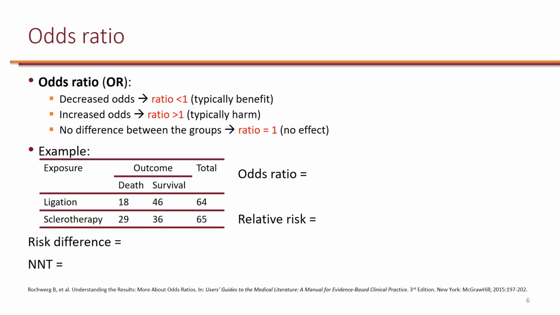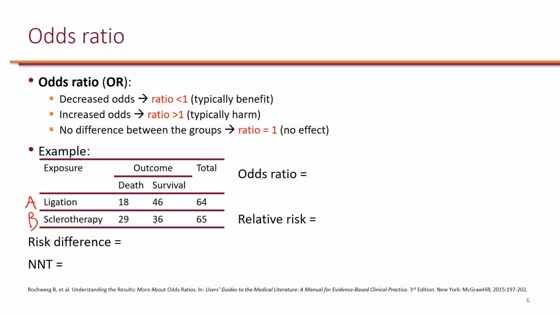This is the results from a randomized trial of endoscopic sclerotherapy compared with endoscopic ligation for bleeding esophageal varices. Let's just call the ligation group Group A and sclerotherapy Group B. As you can see, in the ligation group, 18 people died and 46 people survived, which adds up to 64 people in that group. And in Group B, there were 65 people and 29 of them died and 36 survived.